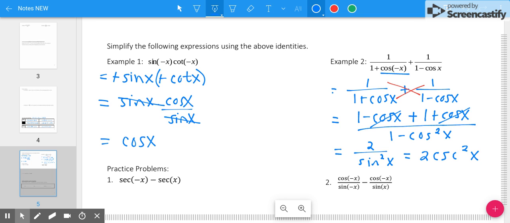Now you've got 3 practice problems. I want you to pause the video and give those a try, and then come back for an explanation and the answer key to each.